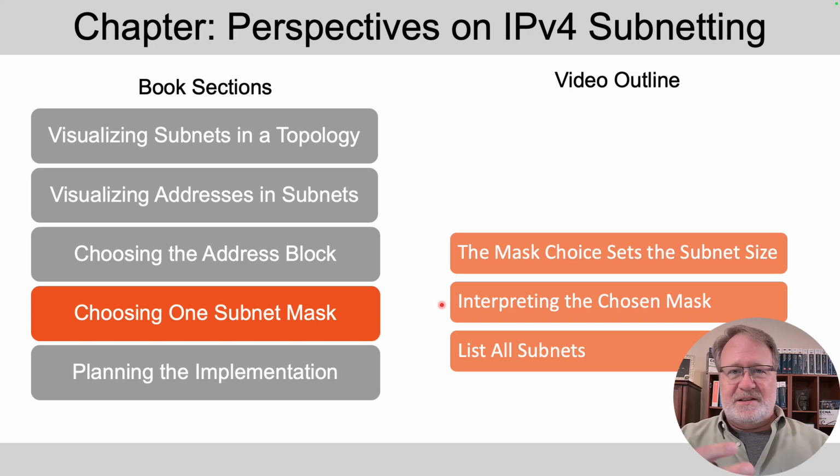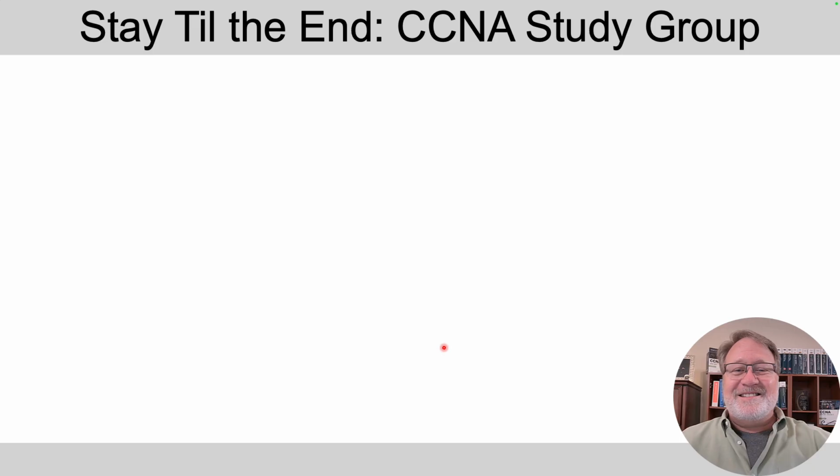I'll show you lots of examples. And then when you make a choice of one mask to use for all subnets, which will be the assumption we make here, you can predict all the subnet IDs, and we'll talk about listing all those subnets at the end of the video.